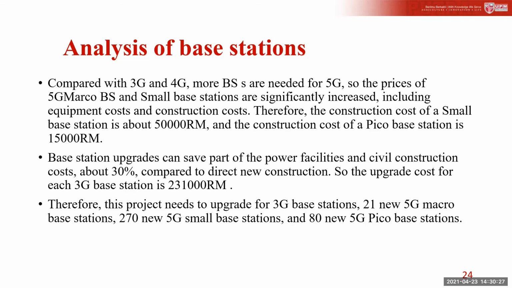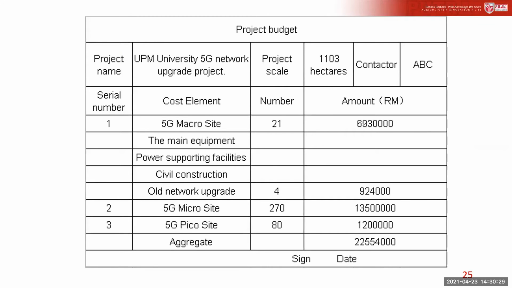Next. This is a project budget form, and its total cost is 2012 million and 554. So next part.